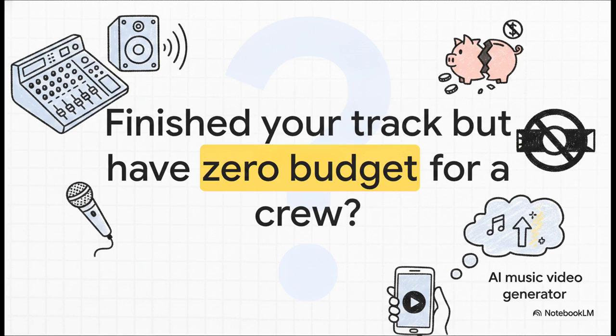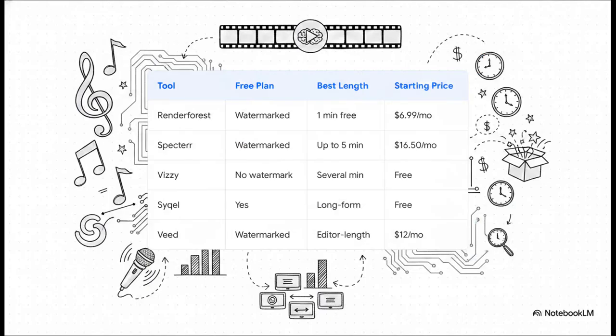But here's the catch. These tools all work in very, very different ways, and you definitely don't want to end up paying for a stack of subscriptions you simply don't need. And this brilliantly illustrates exactly what we're dealing with today. This data matrix gives us an immediate snapshot of the 5 major players we tested: Renderforest, Spectre, Vizzy, Syqel, and Veed. While every single one of them offers some kind of free plan, their limitations vary wildly. We're talking anything from 1-minute caps and heavy watermarks, all the way to completely free high-resolution exports. So let's break down what each tool actually brings to the table.